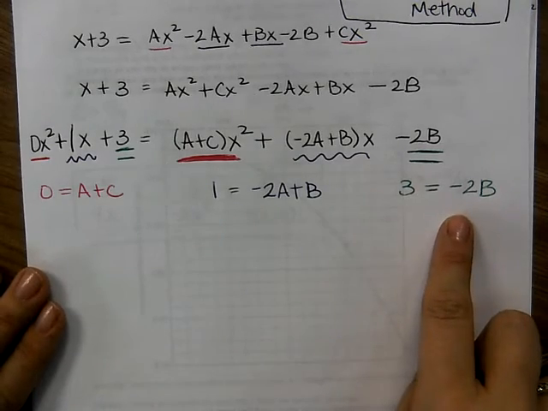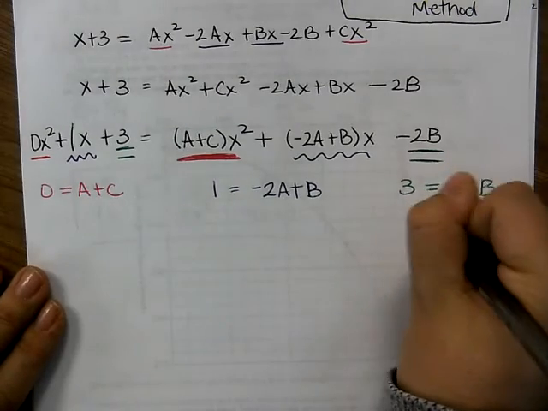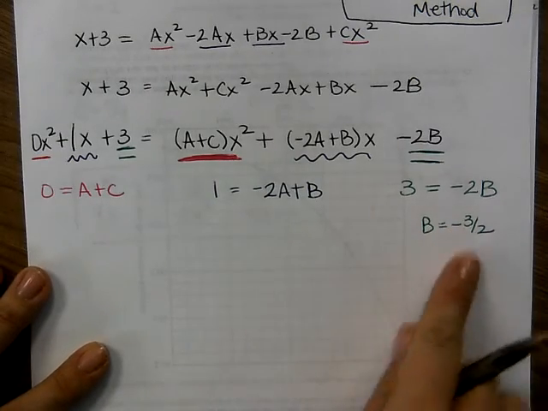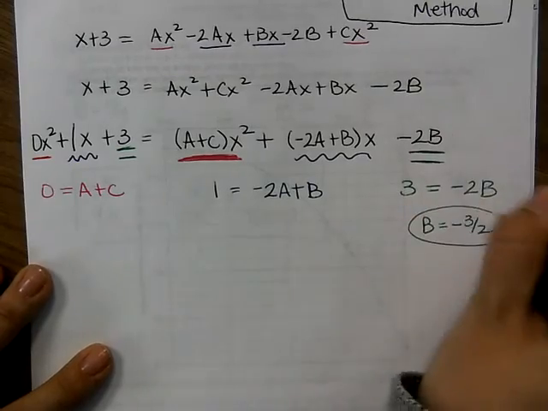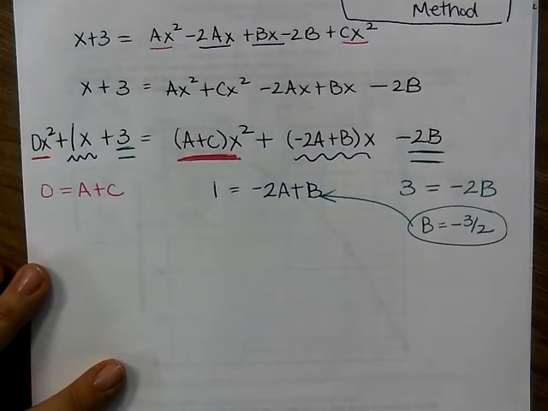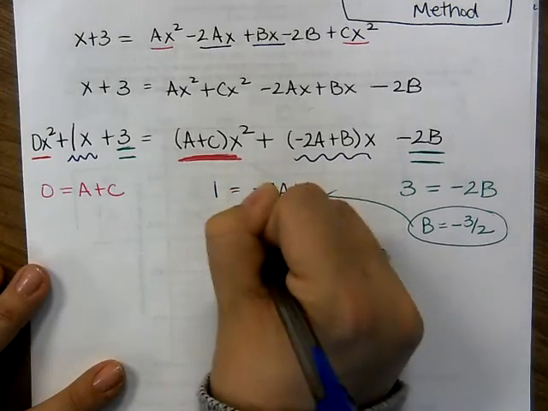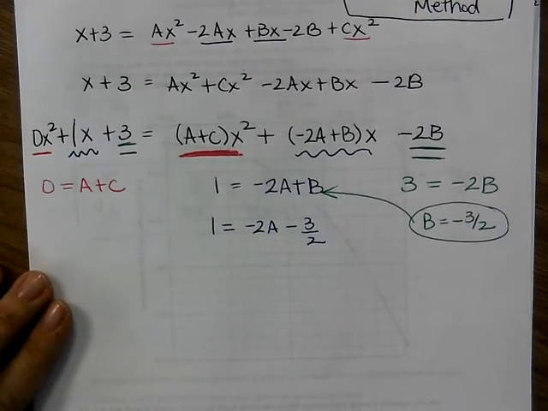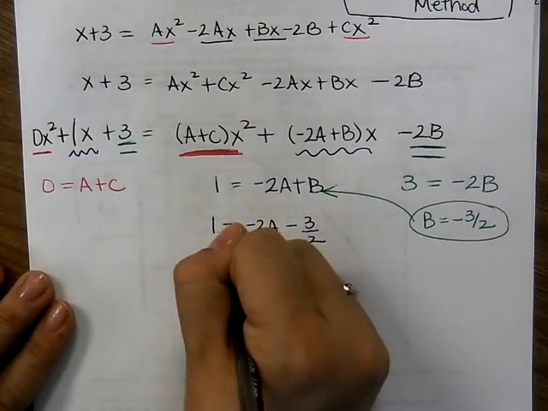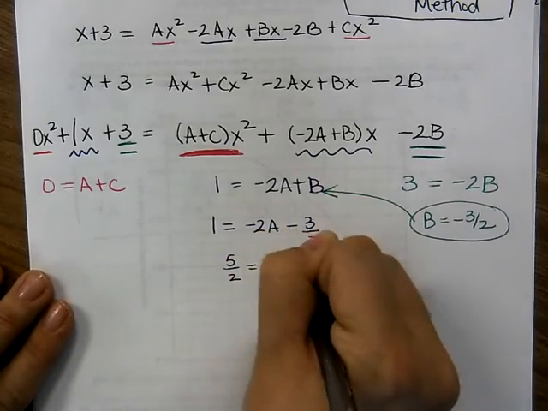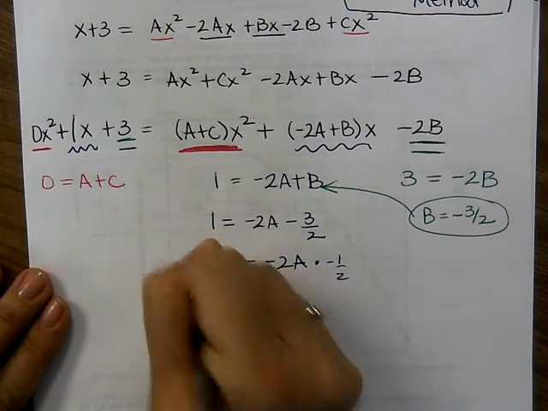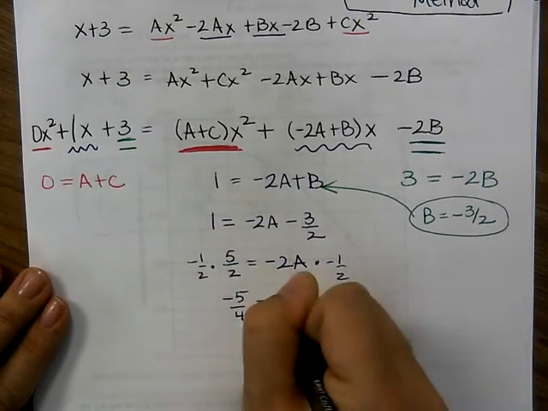So this is the easiest piece to start with, right? That means that b is equal to negative 3 over 2. Now that you know b, can't you come over here and plug it in? So I'm going to take this b and plug it into this. So now I have 1 equals negative 2a minus 3 over 2. I'm going to solve, so I add 3 over 2, I get 5 over 2 equals negative 2a. I can multiply by the reciprocal of negative a half, giving me negative 5 over 4 equals a.